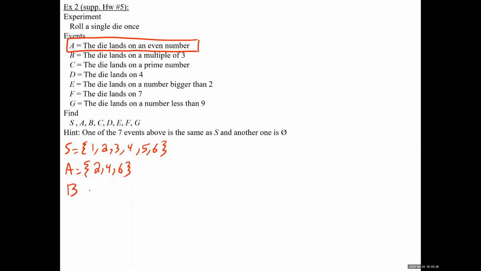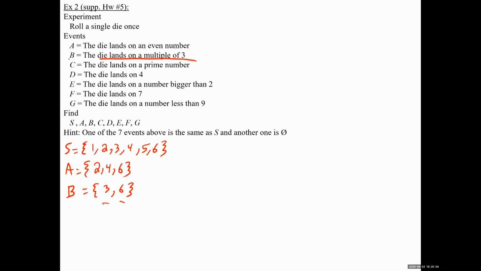Let's go to B. B says die lands on a multiple of 3. Okay, what are the multiples of 3 on the die? 6. Yeah, well, it's 3 and 3 is also a multiple of 3, so 3 and 6. Okay, we good on that one? If you don't know what multiple means, it means if you divide the number by 3, it'll go in evenly. So these are the two numbers on the die where if you were to divide them by 3, it'll go in evenly.